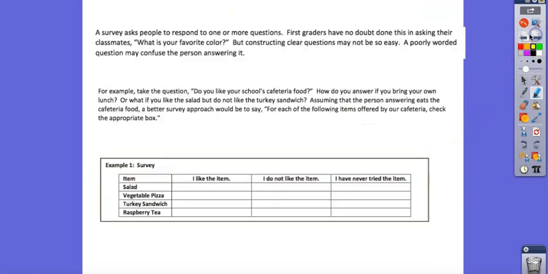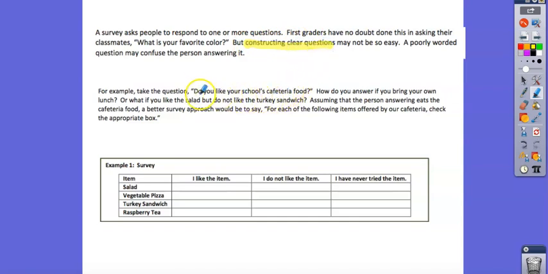Okay, let me go to the next slide. Okay, so a survey, you're going to ask people to respond to one or more questions. And this one, I believe it's in your student notes. It talks about how when you do a survey, it's really important how you ask the questions. And constructing clear questions may not be as easy as you think.